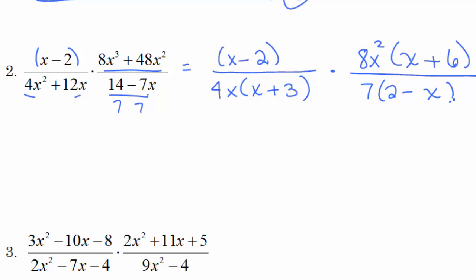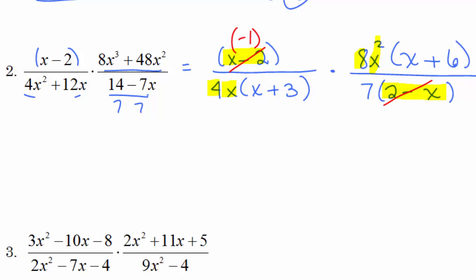Now I look to see, can I reduce any common factors? Well, 4 and 8 are both divisible by 4, so they have something in common there. I can reduce those x's because those are factors, they are being multiplied. But what about x minus 2 and 2 minus x? Are those exactly the same? No, but you should remember from the last lesson that they are opposites. So when I divide those out, it's going to leave me a factor of negative 1.